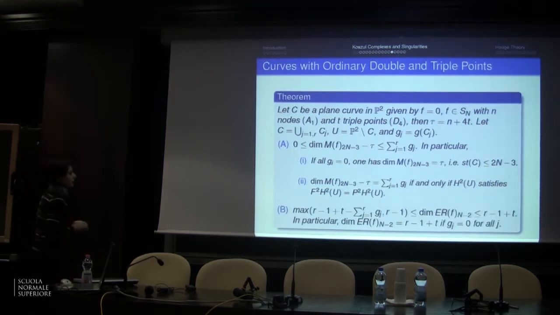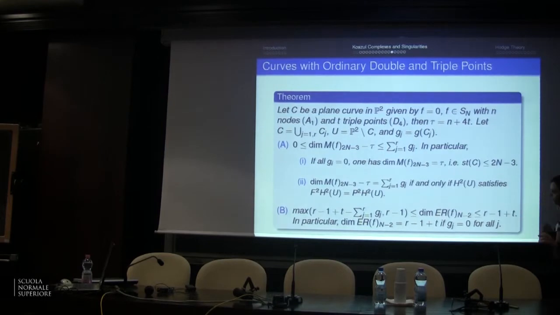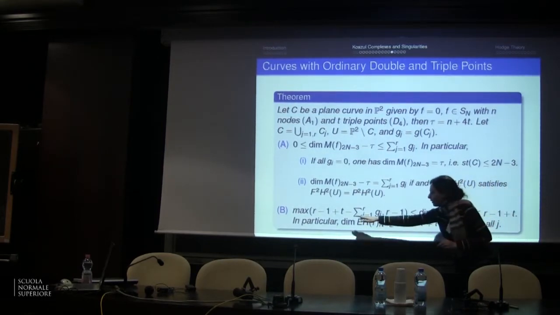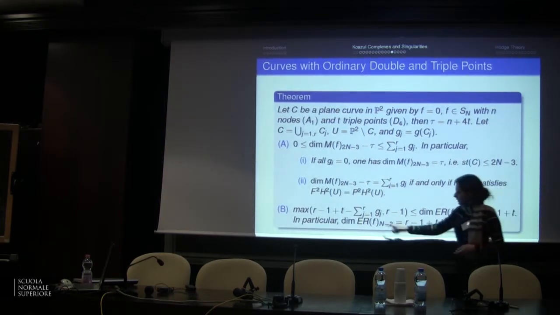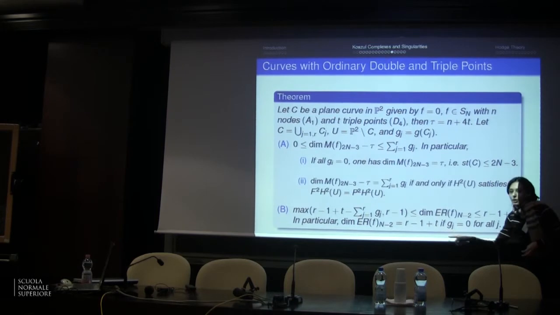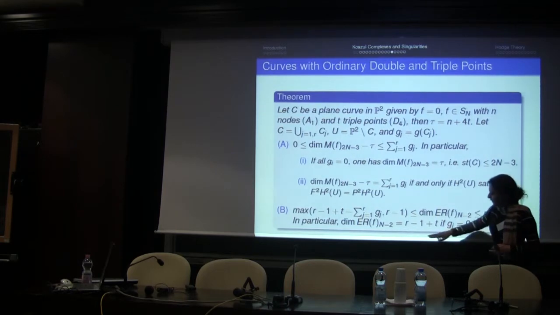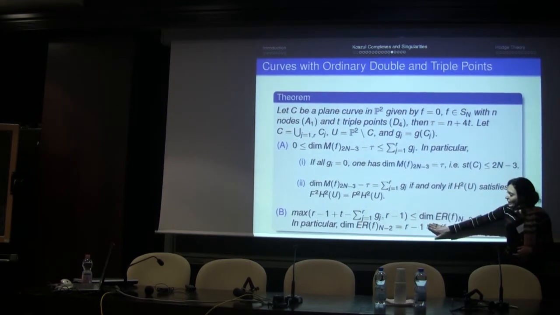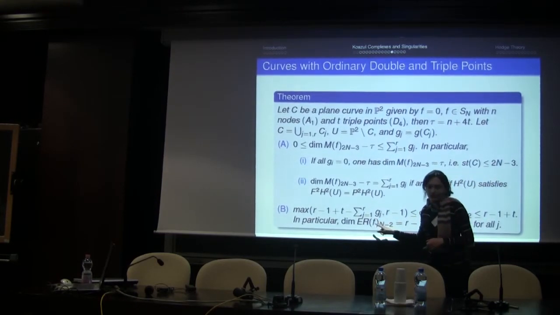In the second part of this theorem, we proved that the dimension of ER(f) in degree n minus 2 is between the maximum of r minus 1 plus t minus the sum of the genera, and r minus 1, and r minus 1 plus t. So if you have a rational nodal curve, all these are 0, and in this case, the dimension of ER(f) in degree n minus 2 is equal to r minus 1 plus t. So note that in the nodal case, this dimension is equal to r minus 1, and we have an explicit basis for this submodule.